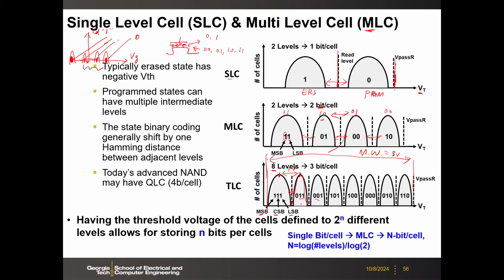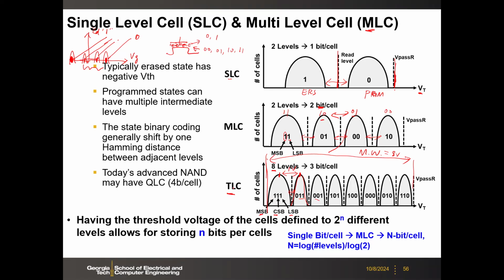Because typically for each distribution, you have a few hundred millivolts of spread. So it's very difficult. You have to do a lot of verification. We'll talk about that in the next few slides. But the point is that it will become more and more challenging to insert more levels. So if you do this 3 bits per cell, then this is called triple level cell, TLC.